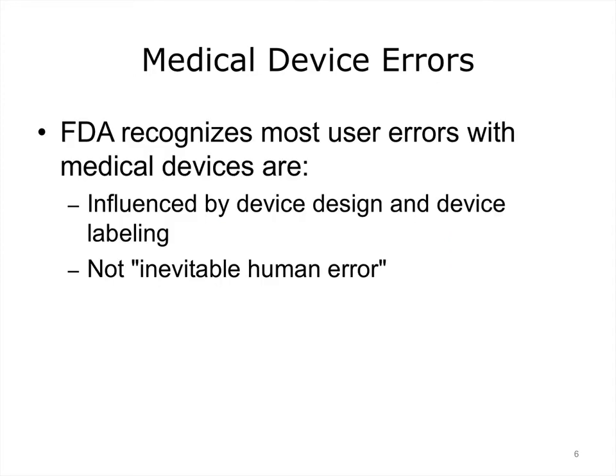The Food and Drug Administration is the government body that oversees and approves medical devices. This body, the FDA, recognizes that most user errors with medical devices are influenced by device design and device labeling. They're not inevitable human error.